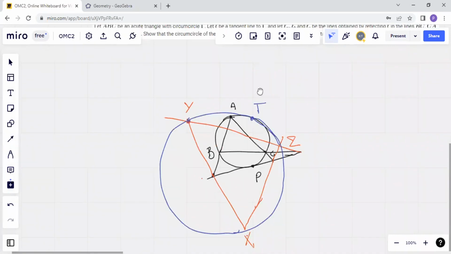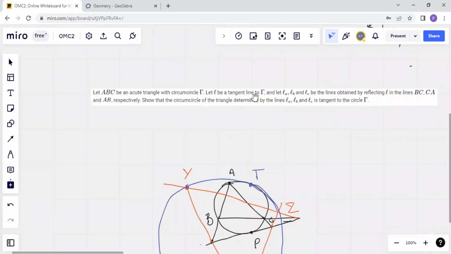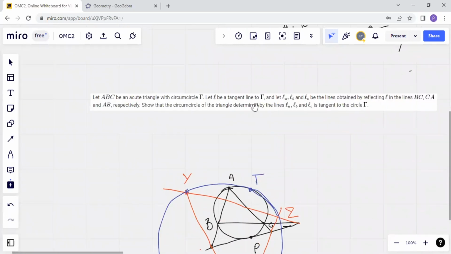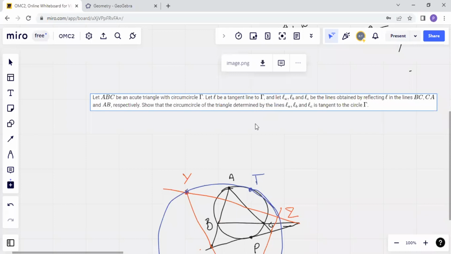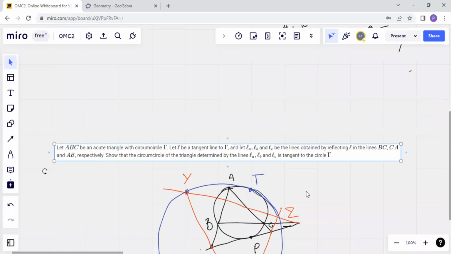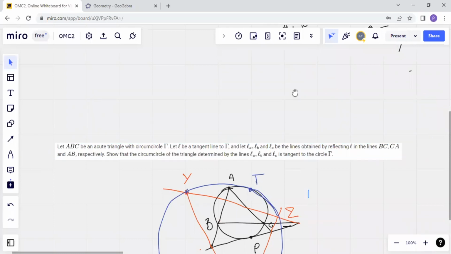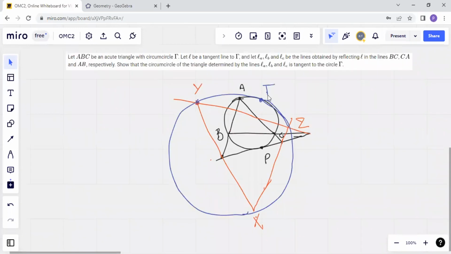I'll wait for 5 minutes. And if you people want more time, I'll wait for longer. Perfect. So just get a feel of the problem.